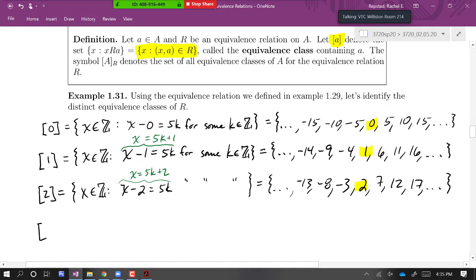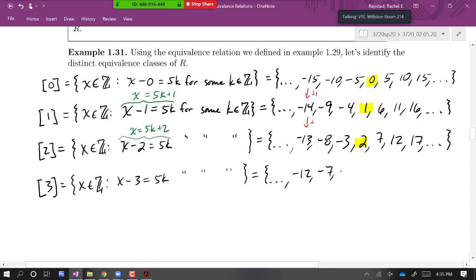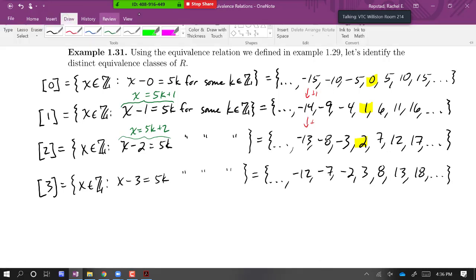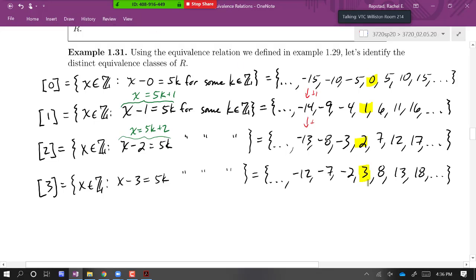Also, once I have the 0, 1, all I do is add 1 to keep going. So the equivalence class of 3: these are 3 more than a multiple of 5. So we get minus 12, minus 7, minus 2, and then 3, 8, 13, 18. Notice that the number you described as the offset is the number itself. It makes sense that 3 should be in the equivalence class of 3. It's an equivalence relation, so everything's related to itself. If I find the equivalence class of 17, 17 had better be in it.